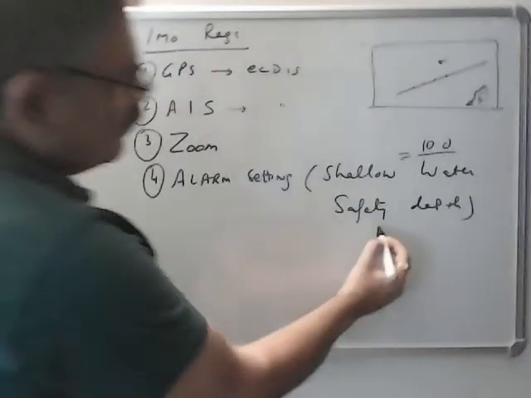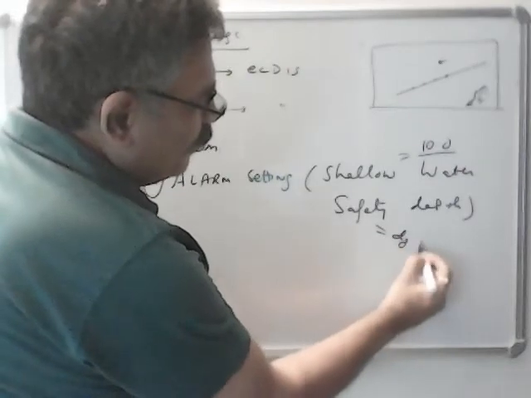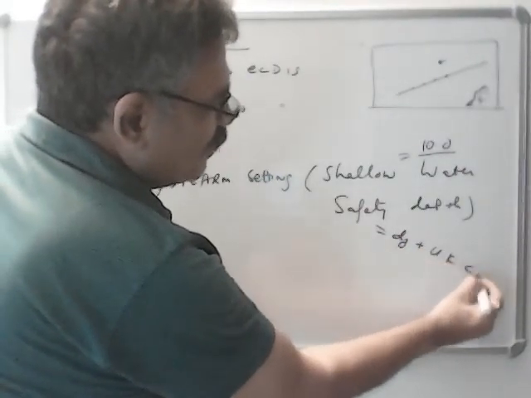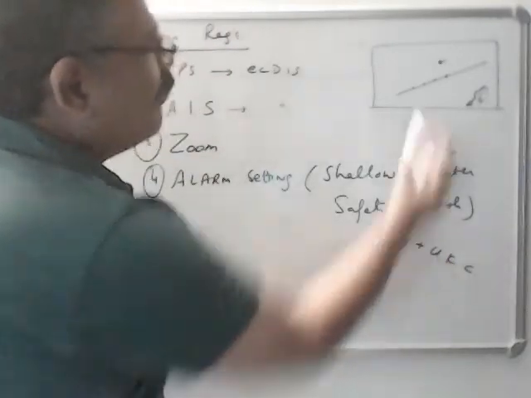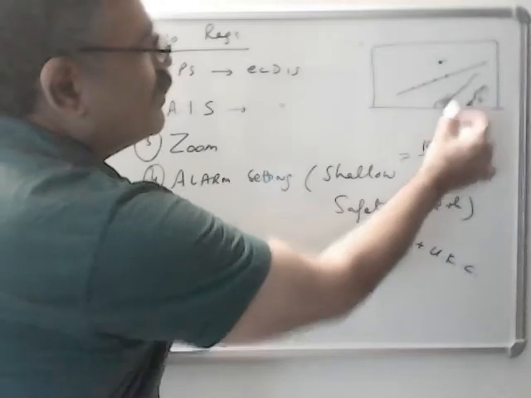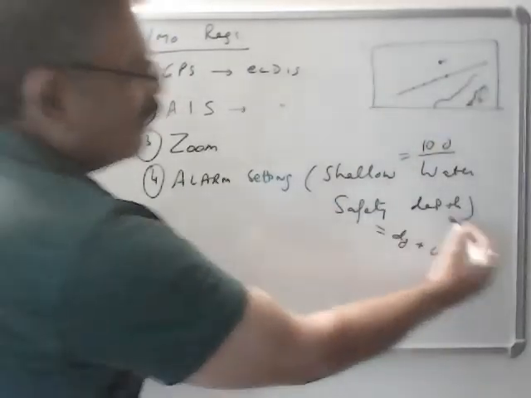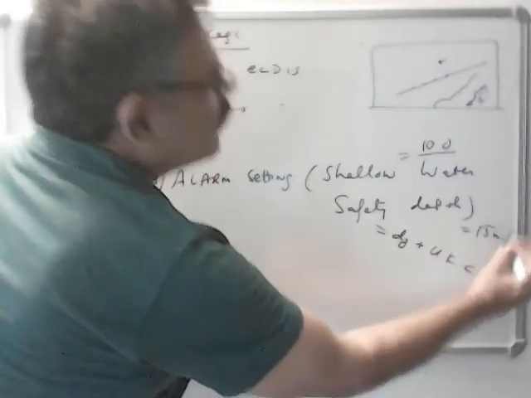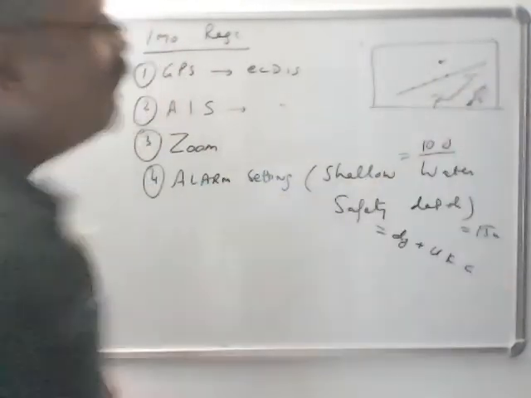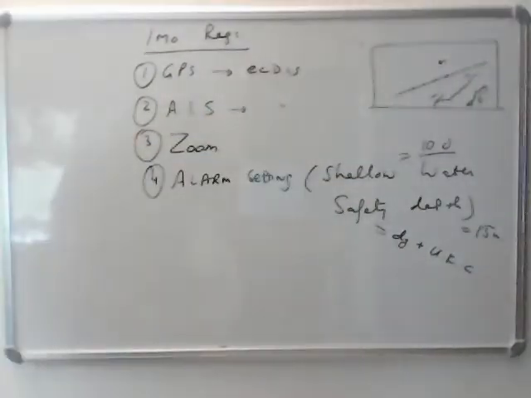Safety depth is your dynamic draft plus your under keel clearance as per company policies. That will be shown in another contour, which is safe to navigate. So this depth, let's say 15 meters. Your contour of 15 meters or more than 15 meters is safe to navigate. That will be shown on the next axis.